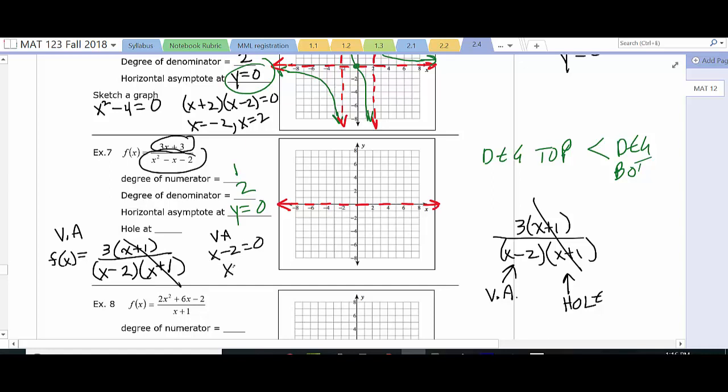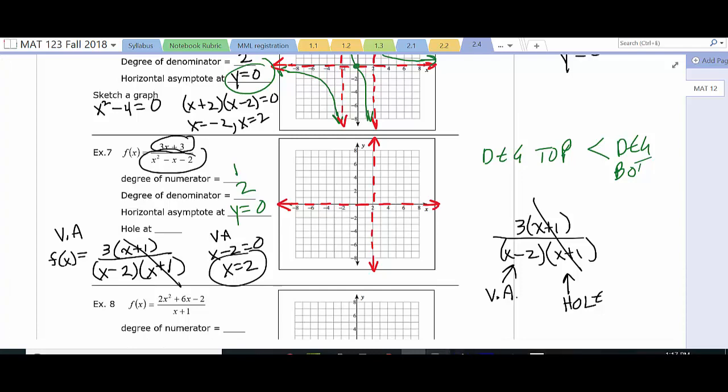So you have a vertical asymptote at x equals 2, so you want to go to your graph and draw a vertical asymptote only at 2. The one that canceled is not a vertical asymptote. I'll show you what that is in just a minute.